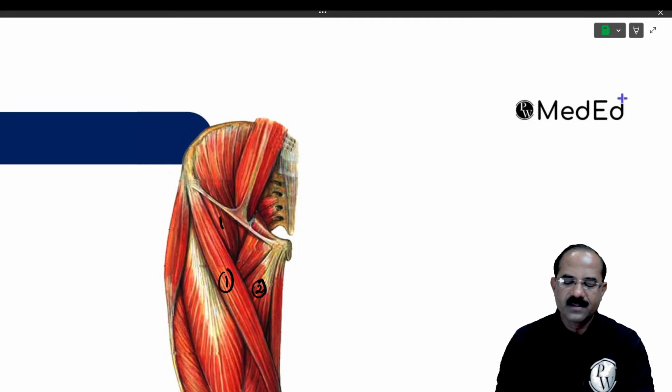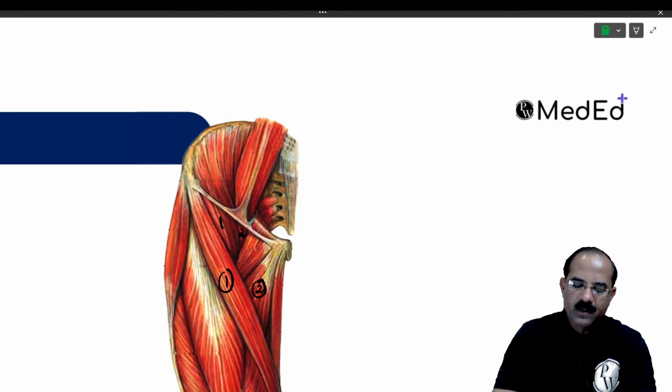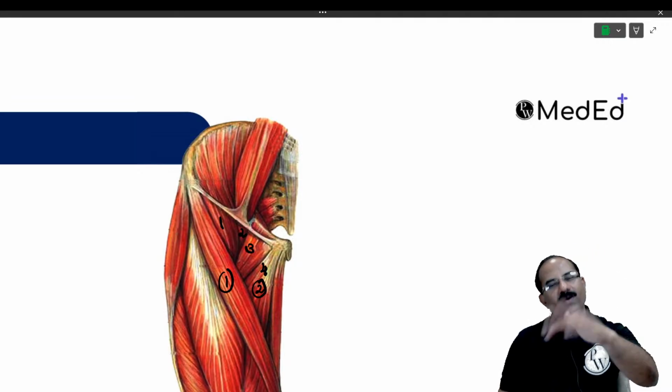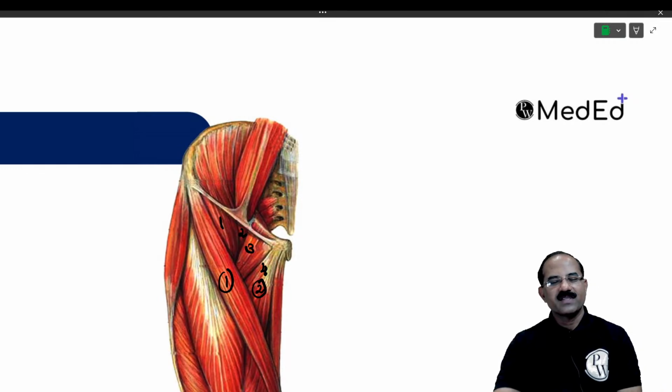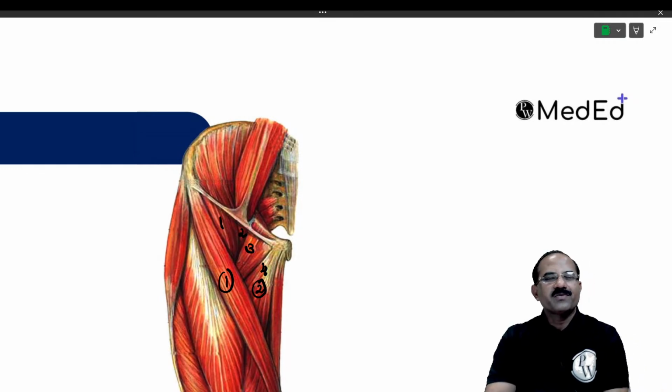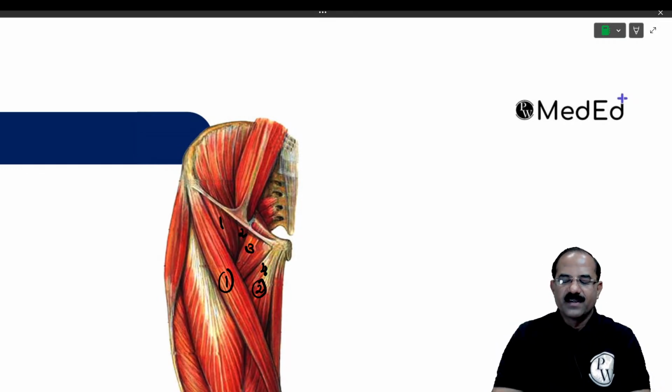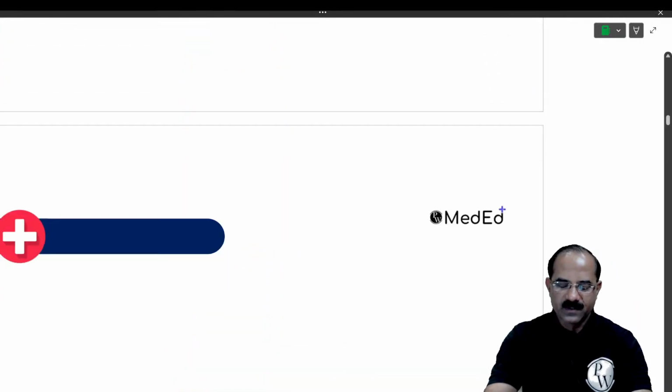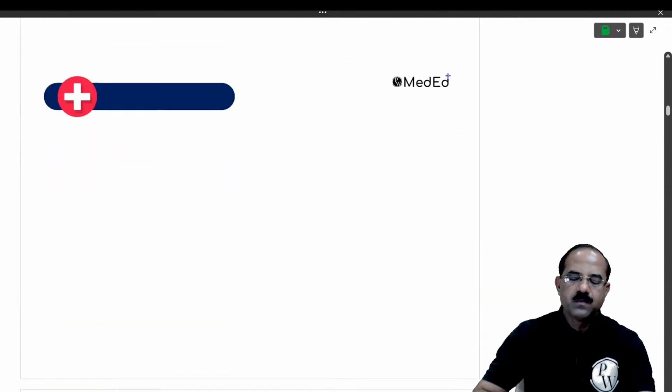Number 1, that's the iliacus. Number 2, that's the psoas major. Number 3, that's the pectineus. And number 4, that's the adductor longus itself. Is this clear? Femoral triangle, students, clear to all of you? Yes, very good. So that's the femoral triangle. Now understand this. I'll tell you something else now.